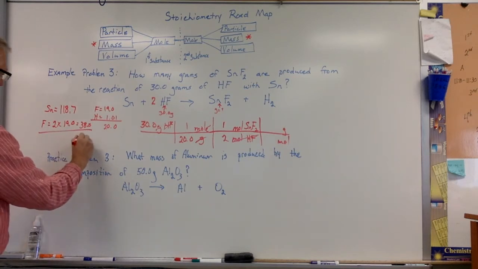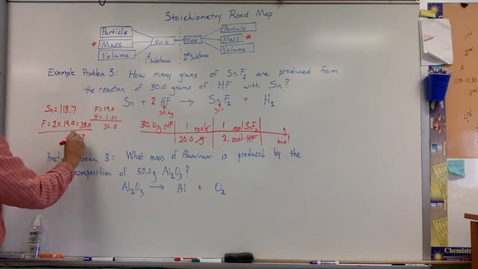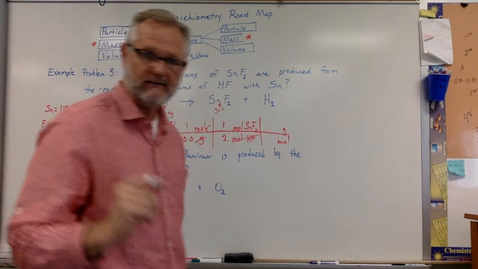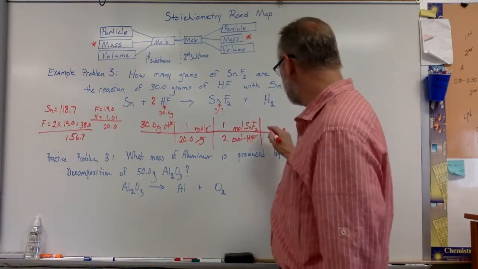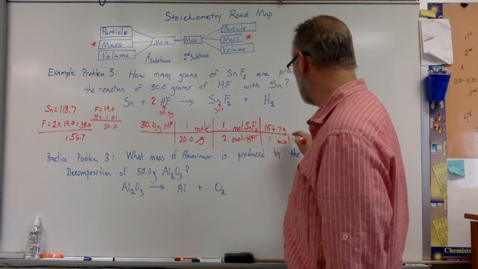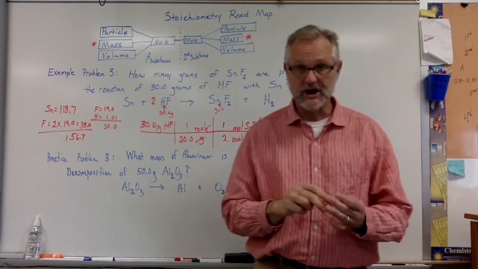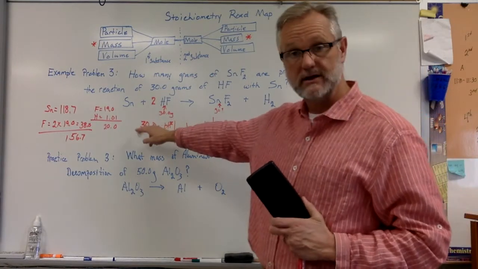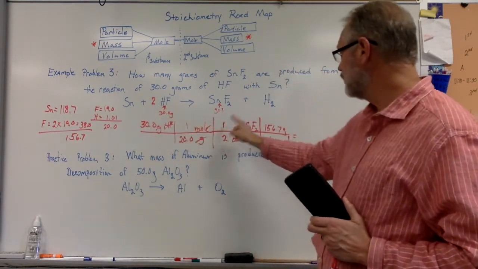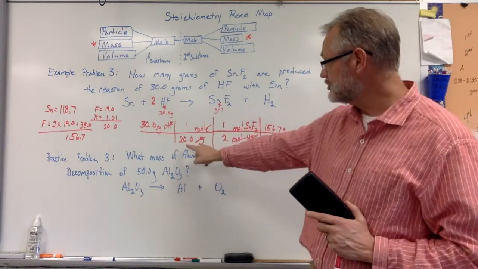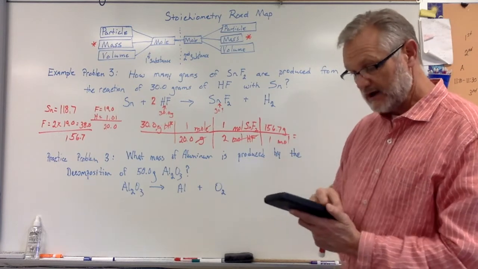So when I add these 2 together, I get 156.7 grams per 1 mole. So I'm going to put 156.7 grams per 1 mole. So guys, I just set it up so that all I have to do now is take everything in the numerator, the 30 times 1 times 1 times 156.7, and divide it by what's in the denominator, which is 20 times 2. So you've got to be careful.